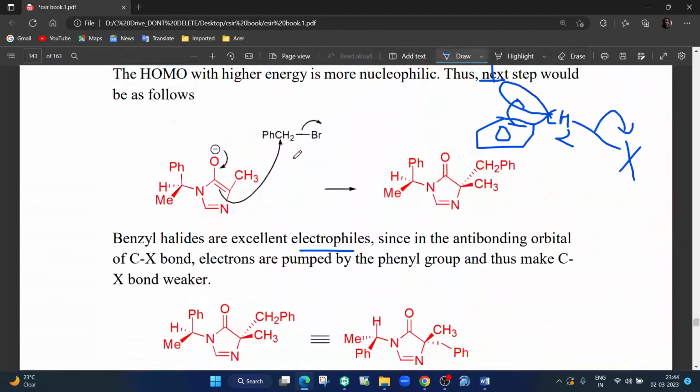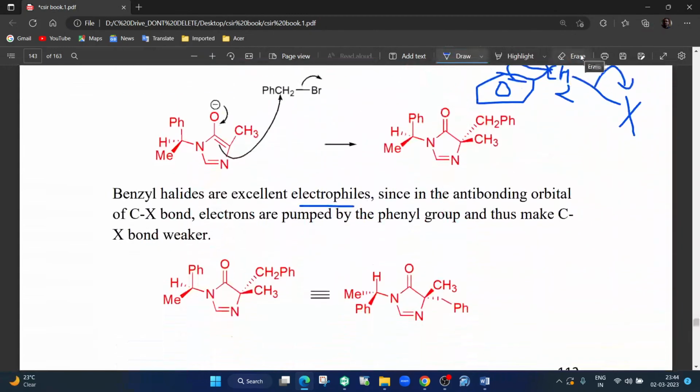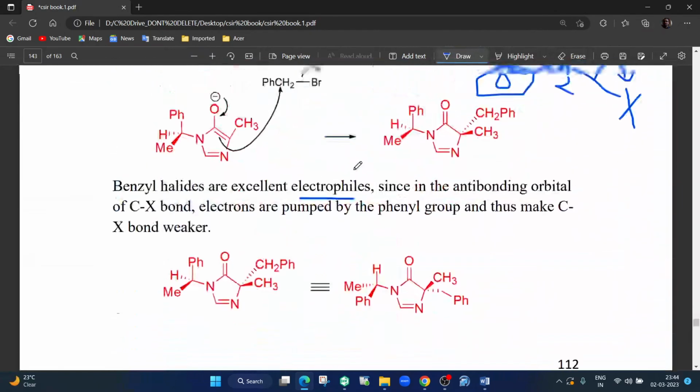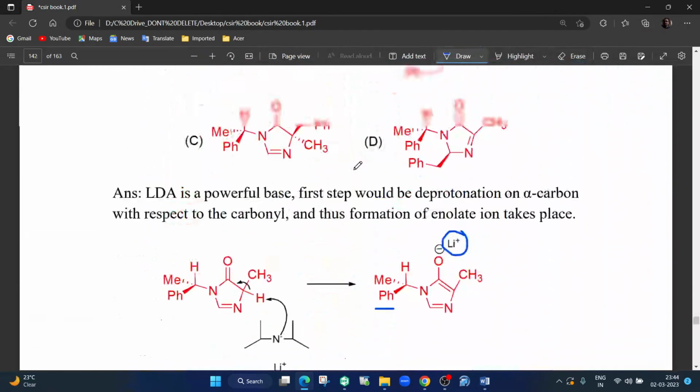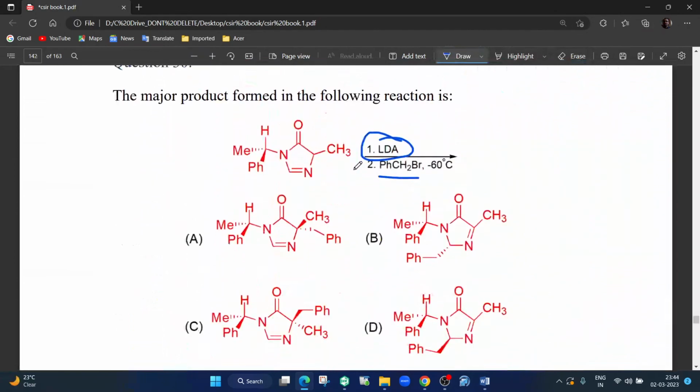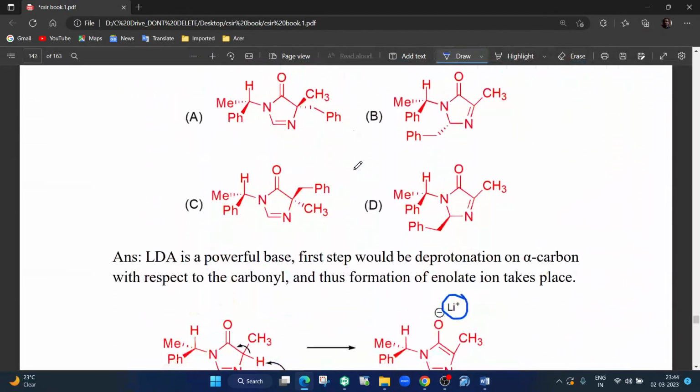So this goes and attacks here, and please understand, it will attack from behind because the bulkier part is in front, and therefore you are having this. Thus your answer is option A. So what I have said, it's written here, so you can read it probably. I will go slowly. Please pause it if I am fast.